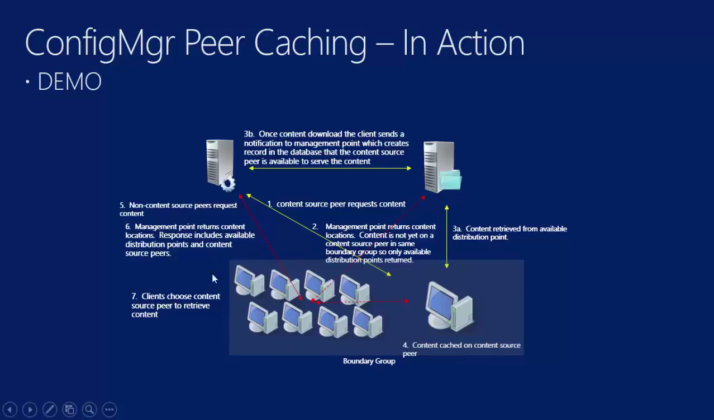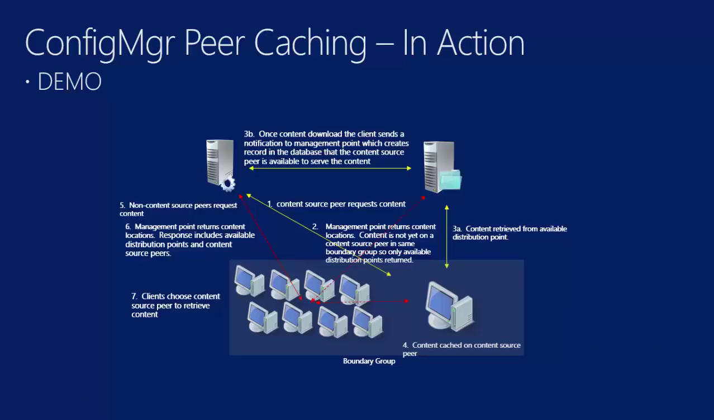Now one of these machines will request the content. And so the management point returns the content locations and includes both distribution points and content source peers. Because we're in the same boundary, same subnet, we will preferentially choose the super peer and download the content from there. So that's in general how it works. Now let's go see how this actually works.